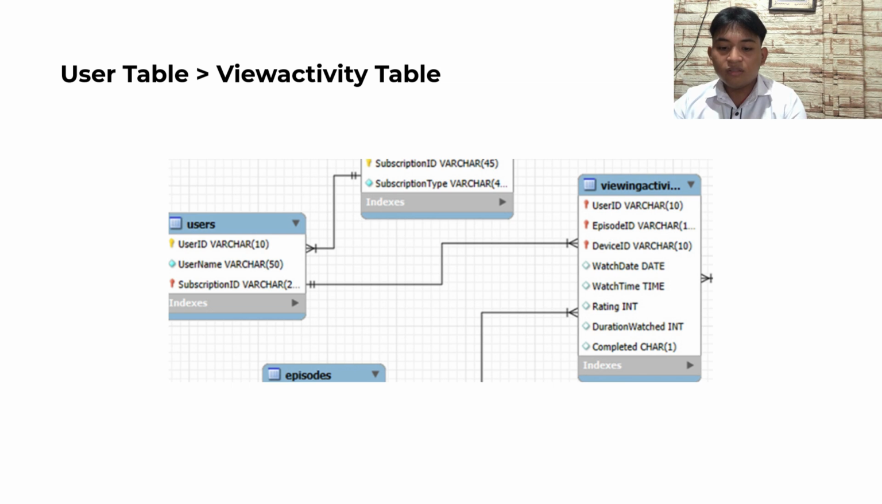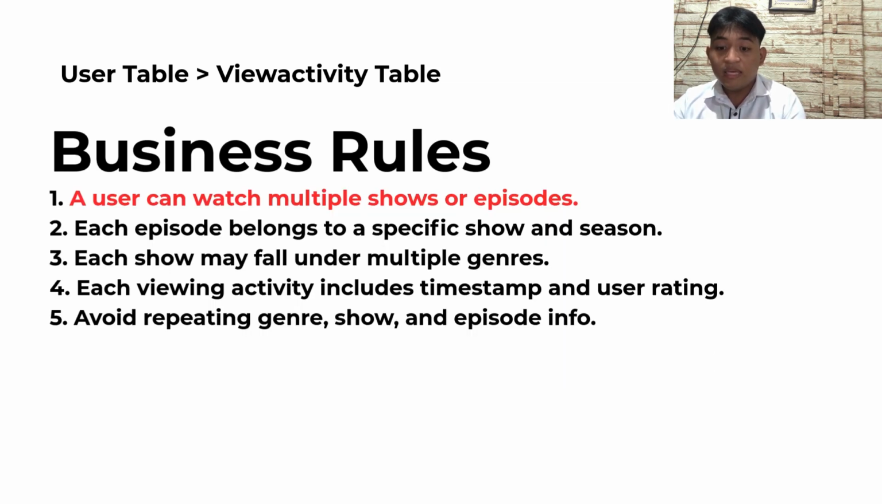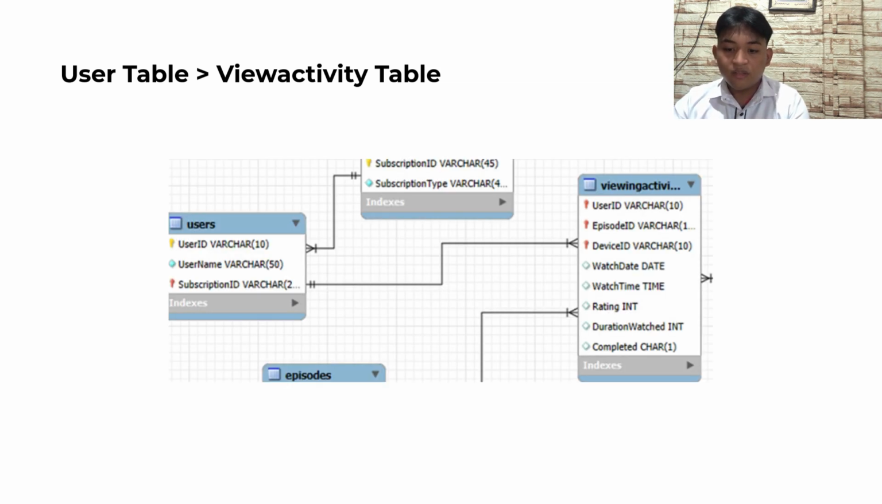The user table to viewing activity table. The business rule is a user can watch multiple shows or episodes. The effect on the flow is this records that they watched, when they watched it, and how they rated it. For example, Anna watches episode 500 on September 6th, 2025 at 9 p.m. and gives a rating of 5.